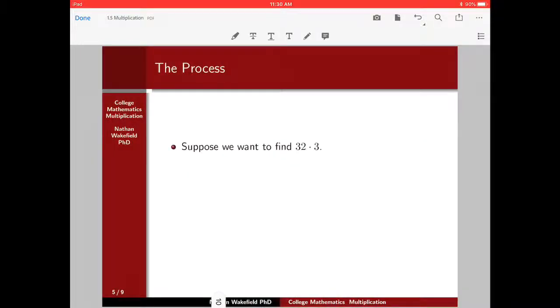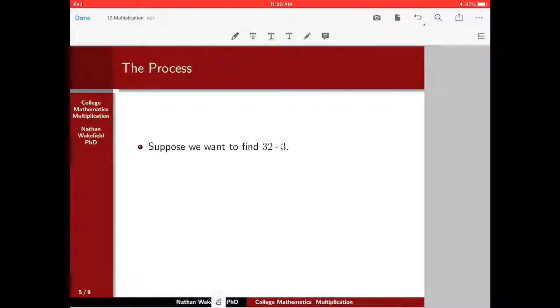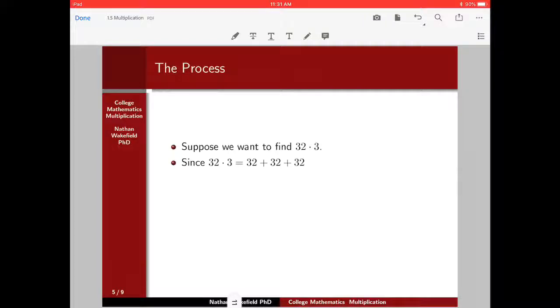Okay, so let's actually work with multiplication. So remember, multiplication is repeated addition. So if we want to find 32 times 3, what's our process going to be? It's going to be to add 32 to itself 3 times. Now, this in and of itself is not really an efficient way of doing multiplication. So I'm going to show you an even harder way, and then that will hopefully help you to make sense of basically the standard algorithm for multiplication.